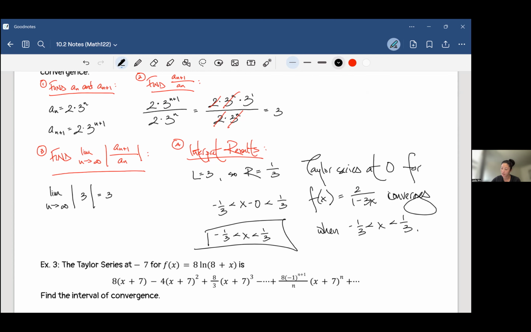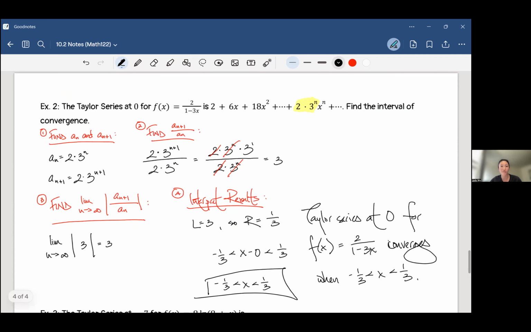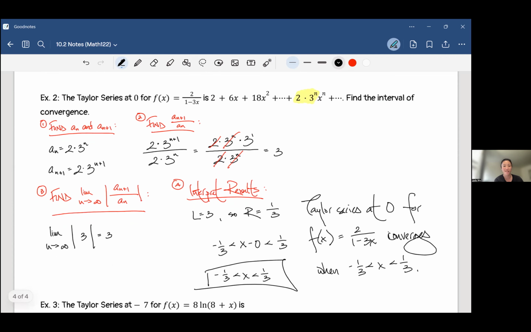Okay. So let's get this one all on one page for you so you can see the whole example. And we're going to go ahead and finish this video with example number 3.